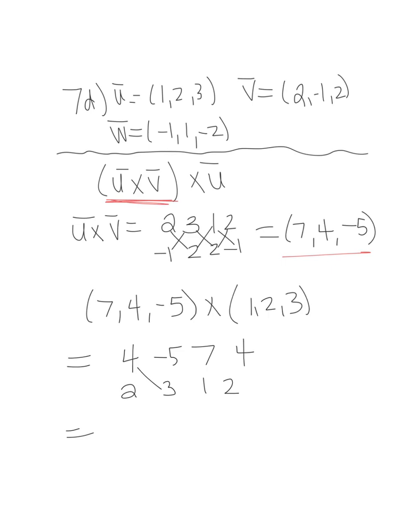4 times 3 is 12. Take away negative 10, which is 22. Negative 5 times 1, which is negative 5. Take away 21, which is negative 26. 7 times 2, which is 14. Take away 4, which is 10. So this final answer is done, and I am left with this vector right here.